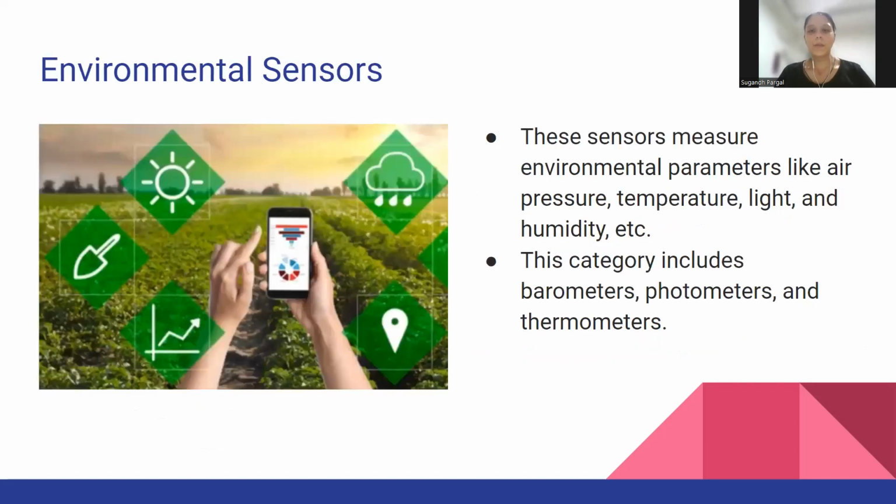Next are the environmental sensors. These sensors measure environmental parameters like air pressure, temperature, light, and humidity, etc. As you can see here, the location of the environment, the temperature rising, the weather forecast of the environment, the humidity level of the environment. This category includes majorly the barometers, photometers, and thermometers. These are the main sensors used in this category.